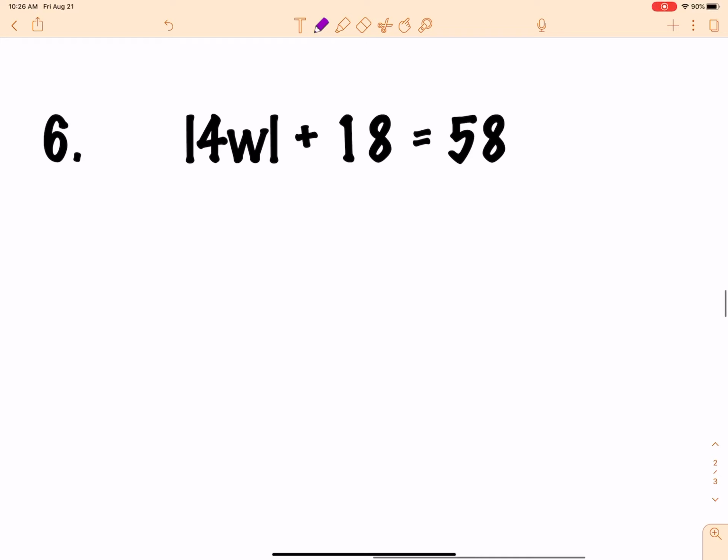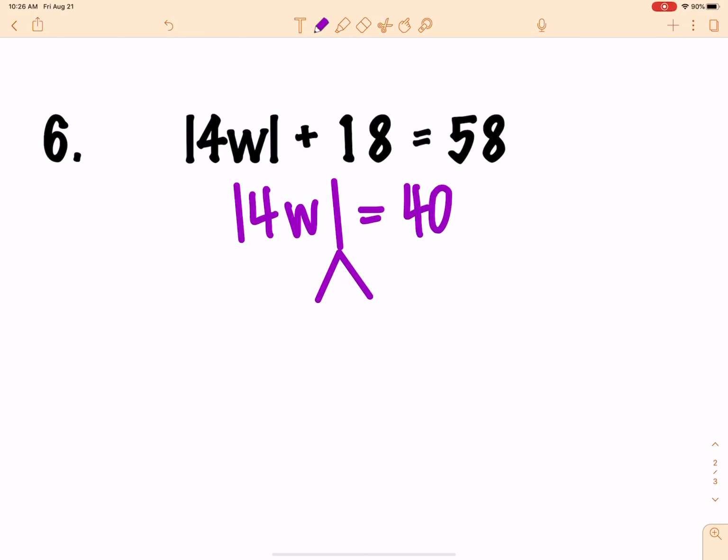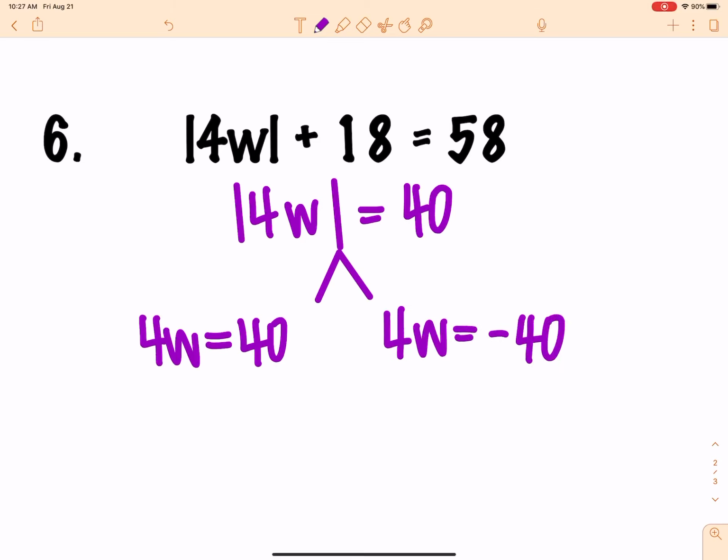All right, so again, isolate the 4w, meaning we're going to bring the 18 over by subtracting, so we get 40. Again, make two equations. So you get 4w equals 40. Same thing, but make it negative 40. So my two answers here are 10 and negative 10.